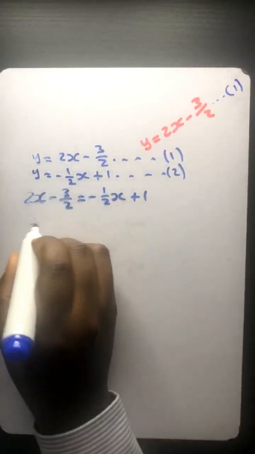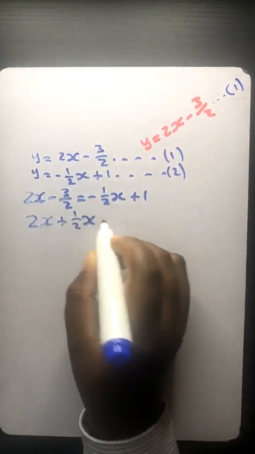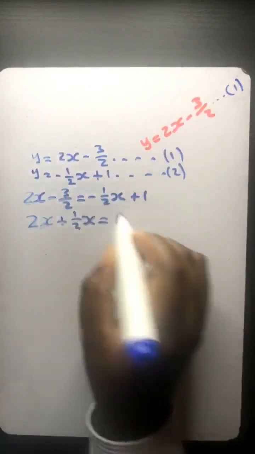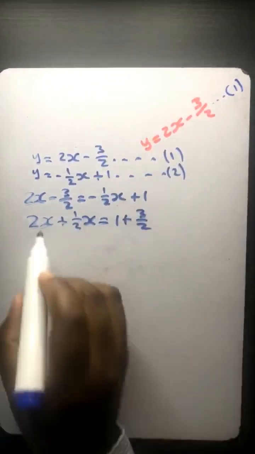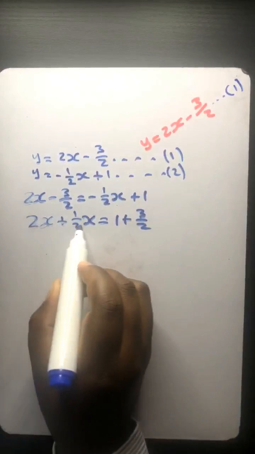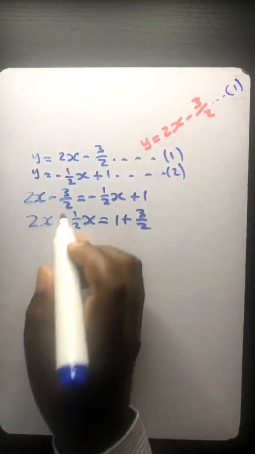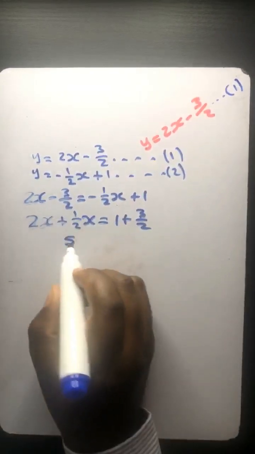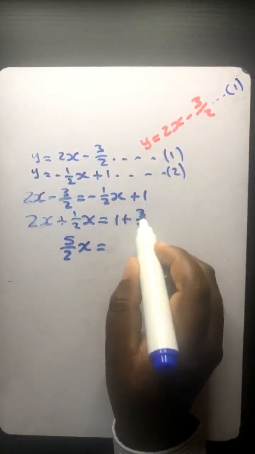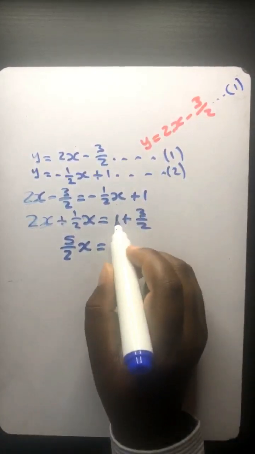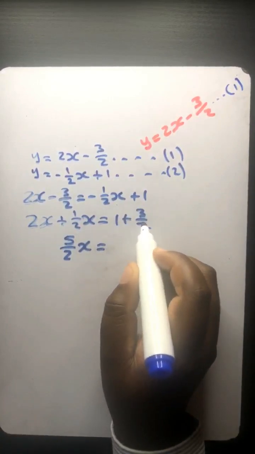So it's more like you're having a 2x, it changes the sign, it becomes a half x. It's equals to that one. You take this to the other side, it changes a sign, it becomes that. So what is 2x plus a half? It's going to be 5 over 2, because 5 over 2 is 2.5. This one, 1 plus 1.5 is 2.5.